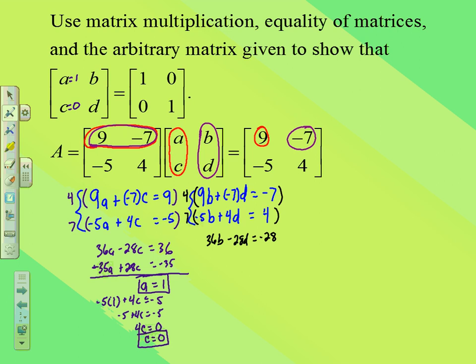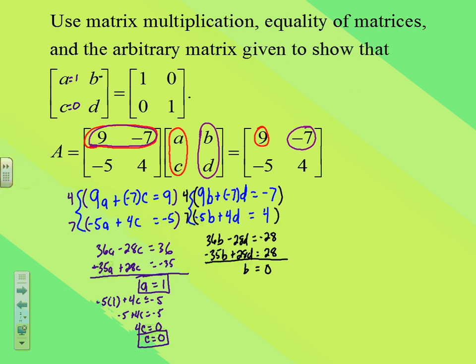And multiply the second equation by the 7, so the 7 and the negative 5 give me a negative 35b, and then a positive 28d, which is what we wanted. We want to cancel out the d. And the 7 times 4 gives me a 28. So combine, and we wind up with b equaling 0, which matches exactly what this arbitrary matrix should be if it is indeed equal to the identity matrix.